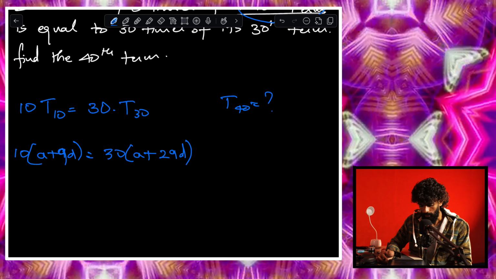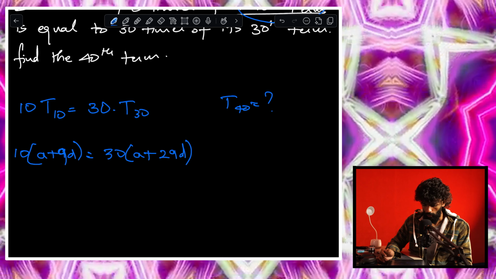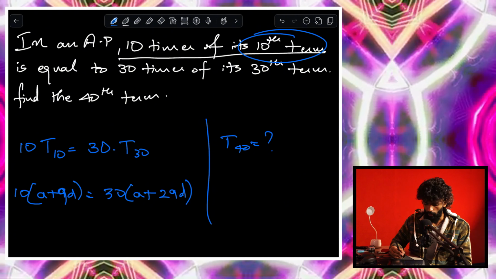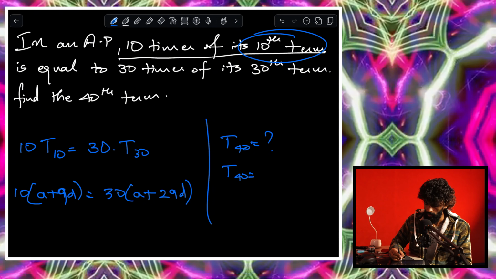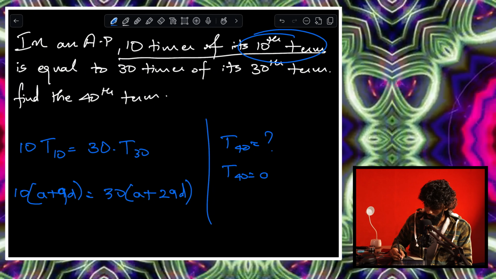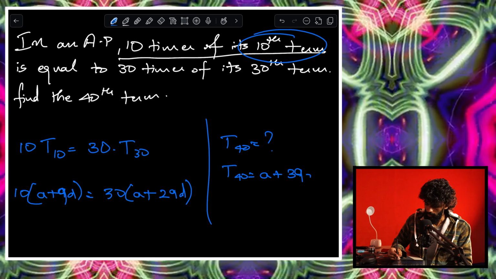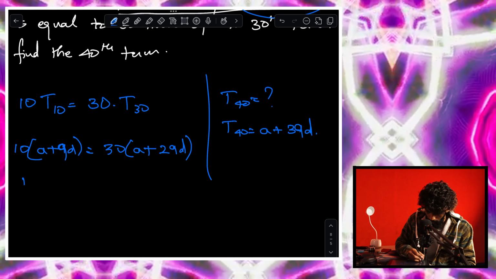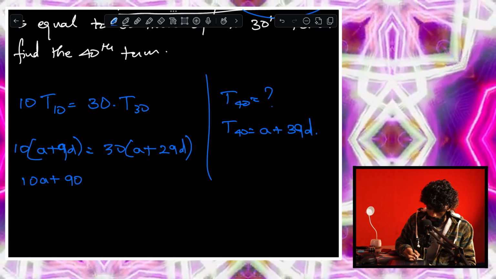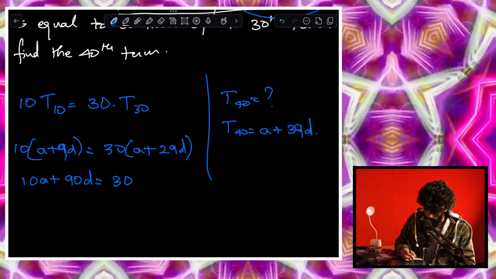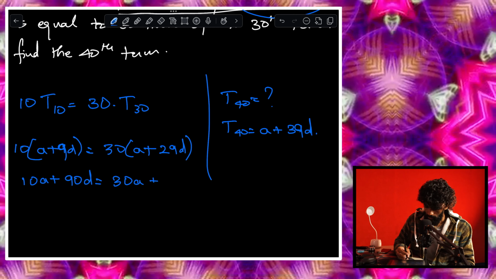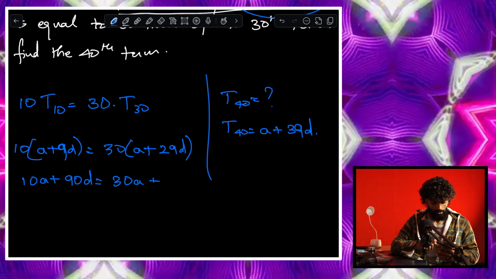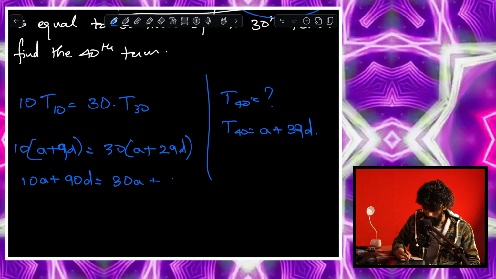Obviously I want to get the answers of A and D as soon as possible here, because once I get the answers, I'll be able to substitute for T40. Before that, I'll try to substitute. In the shortcut, T40 is nothing but A plus 39D, no? So I'll write it. Now I'll go back to this part. I'll multiply 10 with all the parts. So it becomes 10A plus 90D equals 30A plus 30 into 29D. I'll use the calculator. You should not use. The answer is 870D.